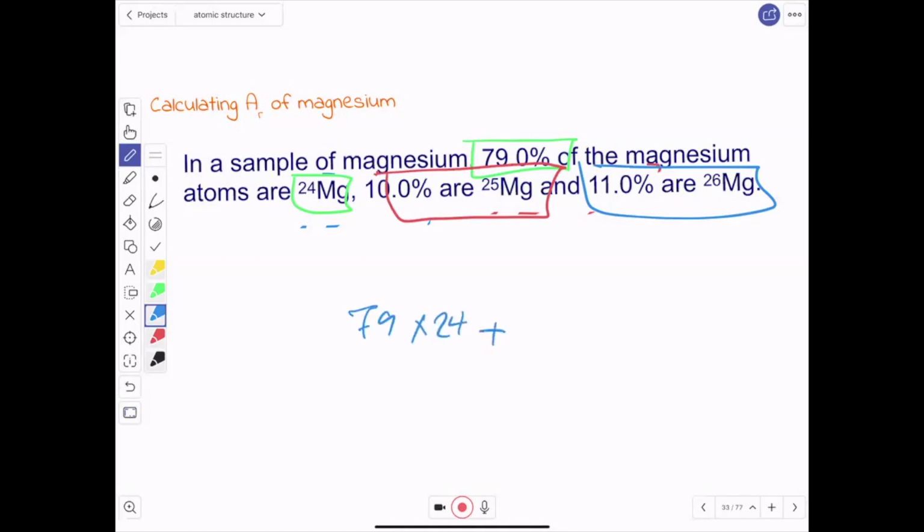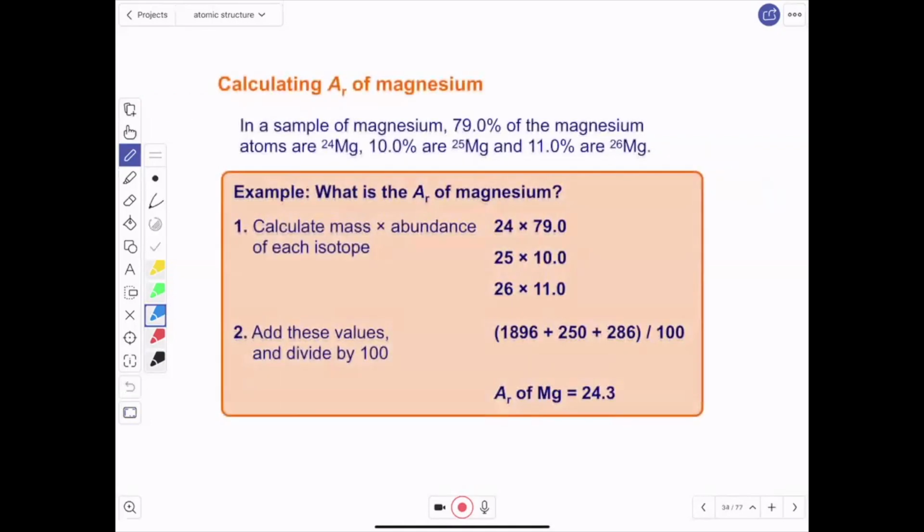Any luck? 24.32. So let's check the working. Yeah, you're right. All right, always take the same number of decimal points as the question itself.